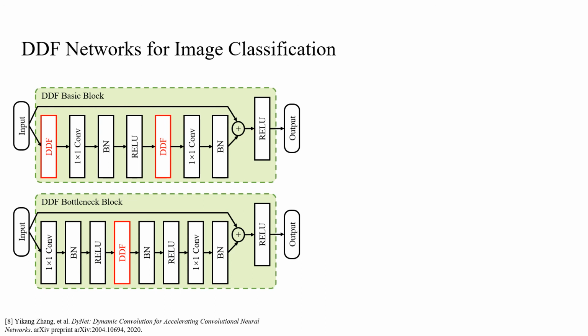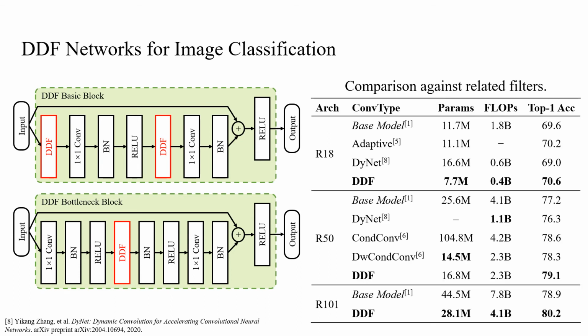To demonstrate the use of DDFs as basic building blocks, we experiment with the widely used ResNet architectures for image classification. We switch the 3x3 convolution layer in the basic and bottleneck block with DDFs, and keep the original hyperparameters, especially using the same number of channels. As we can see, DDF ResNet surpassed ResNet 50 and ResNet 101 by 1.9% and 1.3%, while the computational costs are reduced by nearly half. Also, DDF ResNet surpassed other ResNet variants.